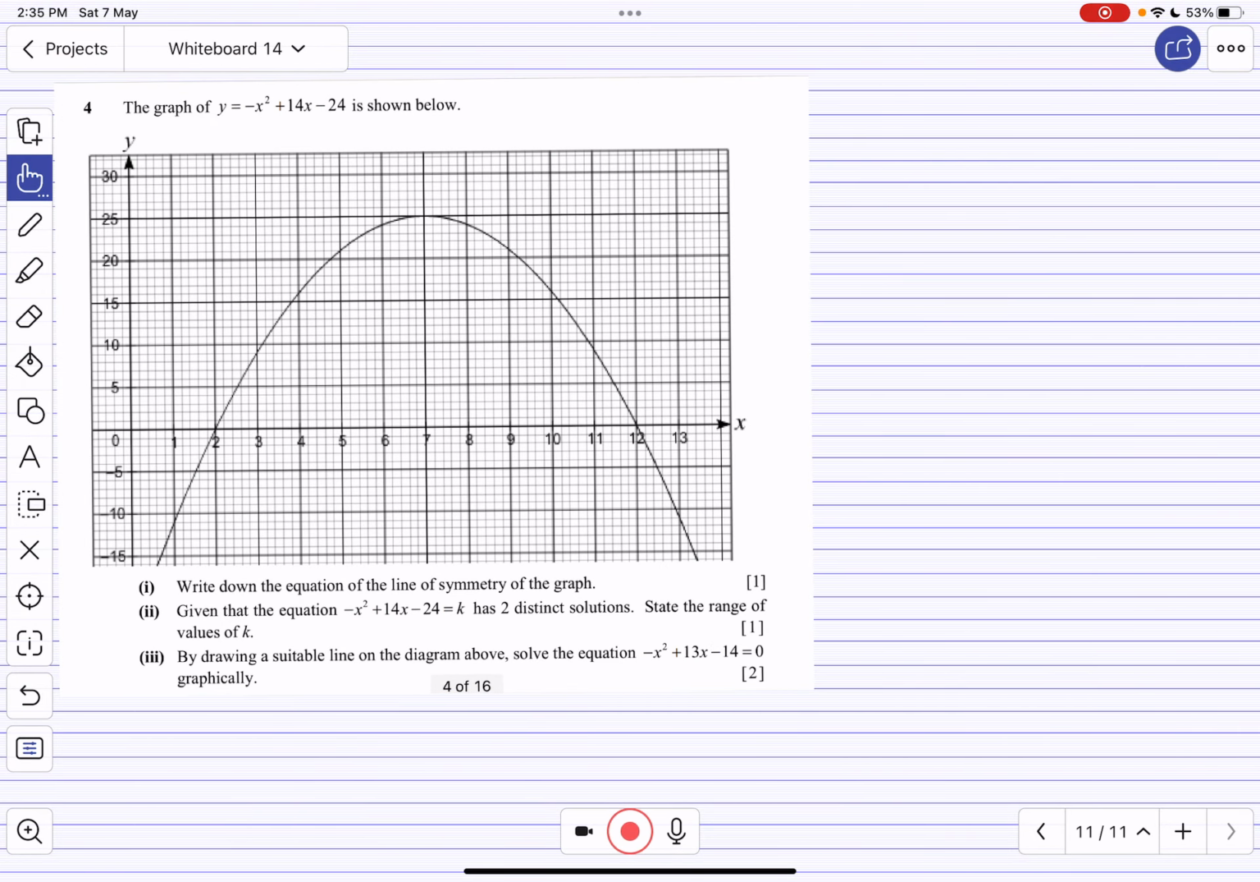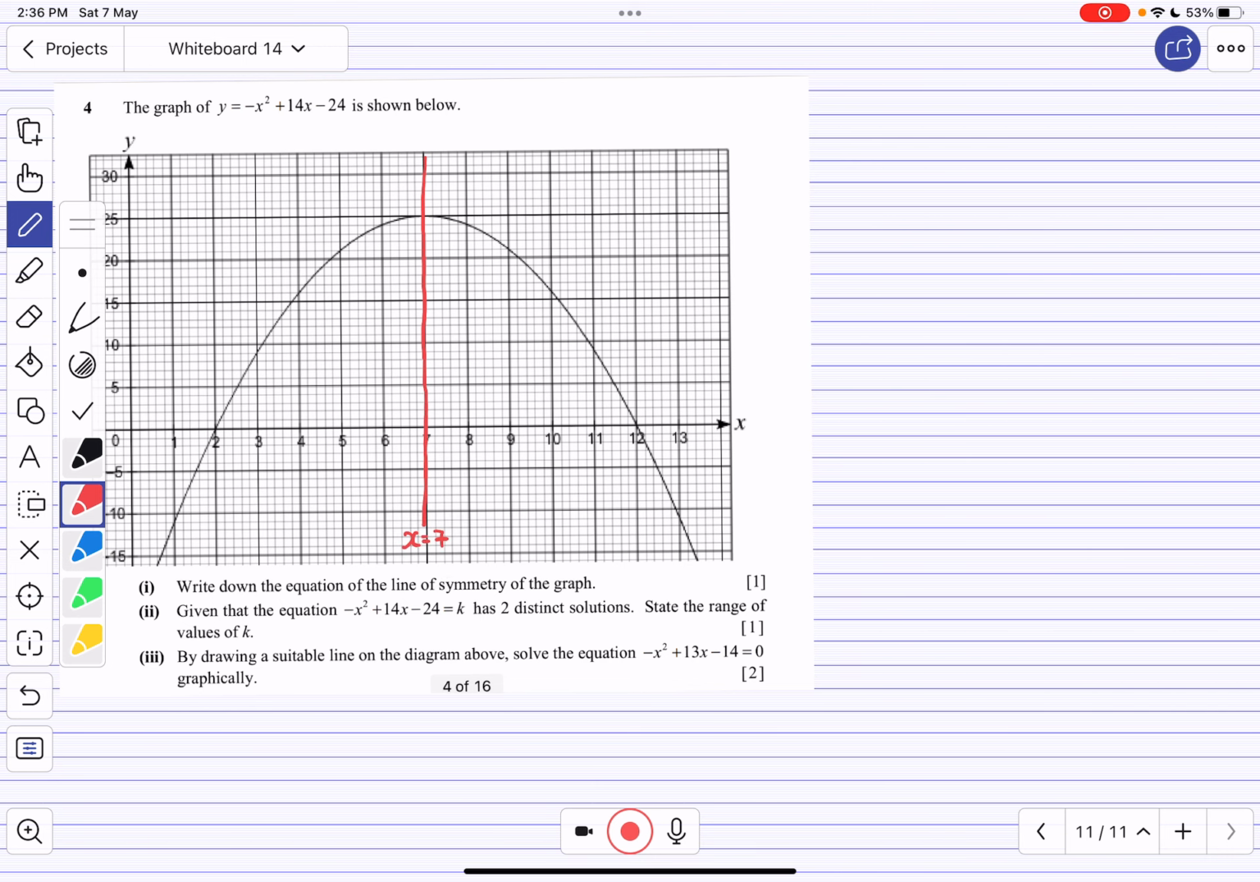So for this question, in part 1, we need to write down the line of symmetry for the graph. The line of symmetry is basically the line that cuts the curve into two equal parts. Right? So the line of symmetry is also the vertical line that passes through the turning point of the graph. So you can see that this is the line of symmetry quite easily, and the equation is just x equals to 7.